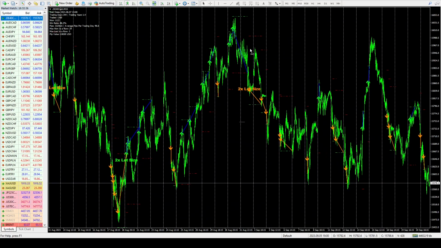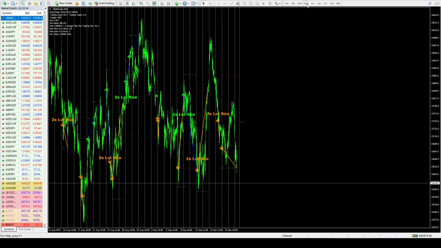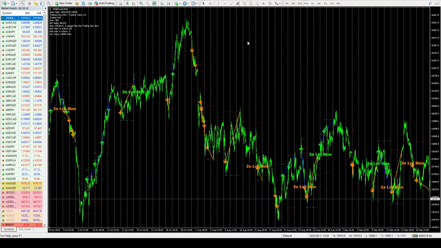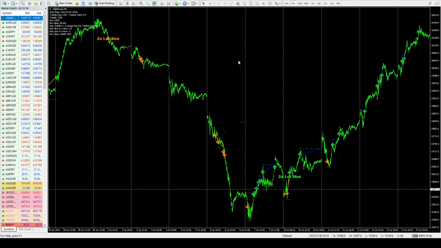In M15 and M30 the ratio is of course even better, but due to the lesser quantity of trades, there are also fewer earned pips. It's better to go back to M5 or M1. Now let's have a look at other instruments.